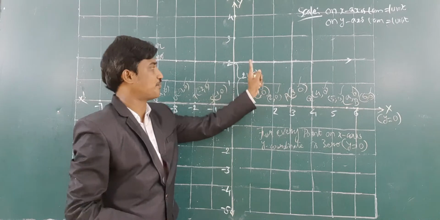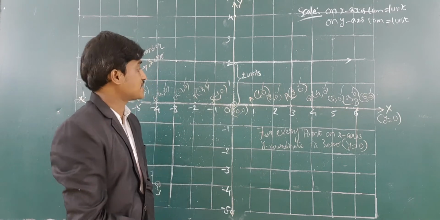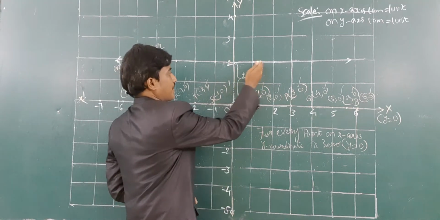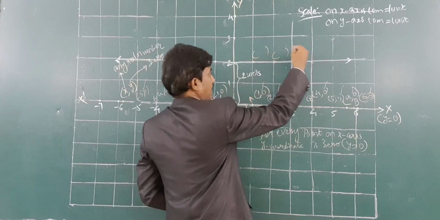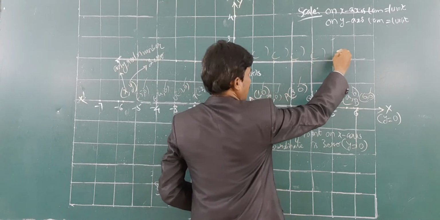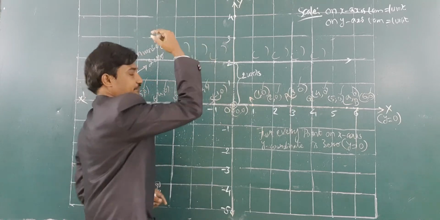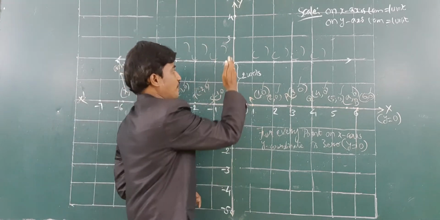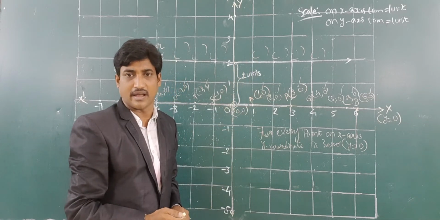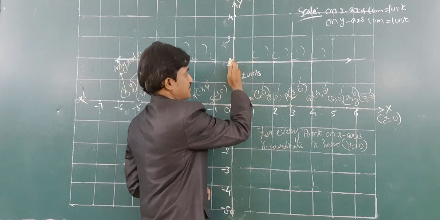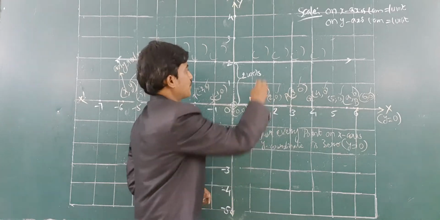Here, the distance from the y-axis to a point is called the x-coordinate. Let me write the ordered pairs for some points on this line. Here, the distance from the y-axis to a point is the x-coordinate, so here we have a distance of 1 unit. So that is 1.